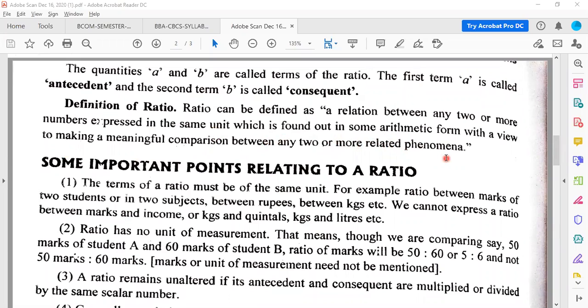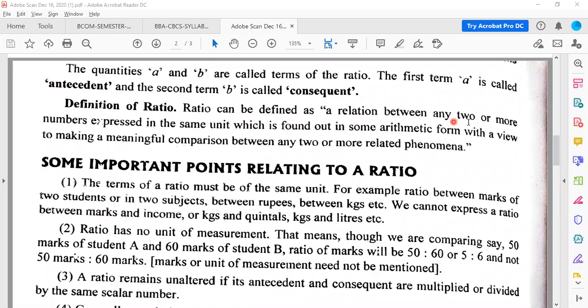So when there are two or more quantities given to us, we represent them in a form wherein we will be able to analyze their relation. That is called a ratio. So that is the definition of the ratio that we are supposed to understand.